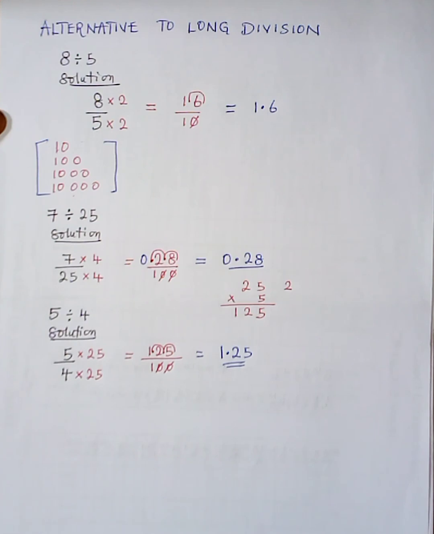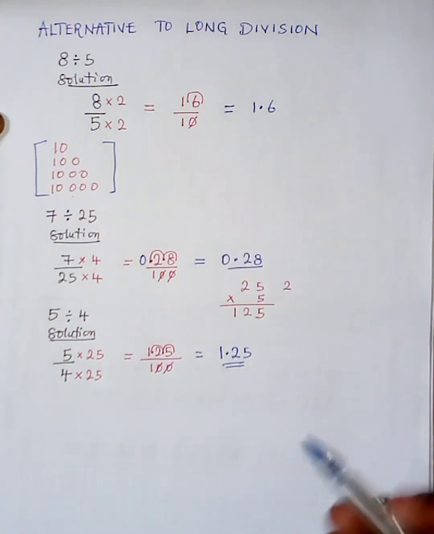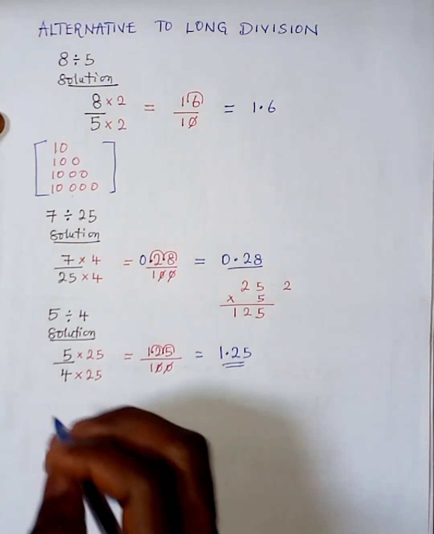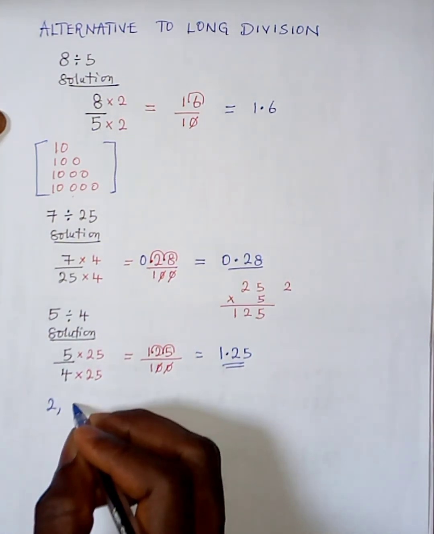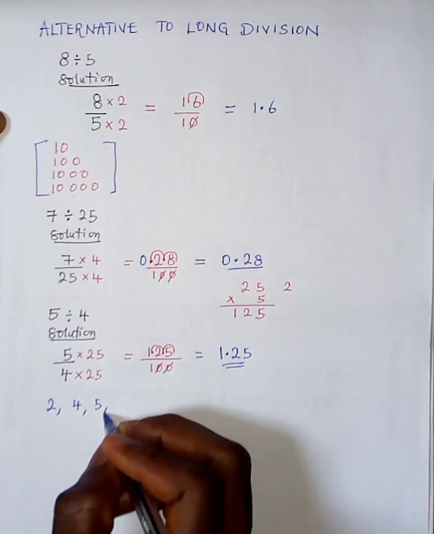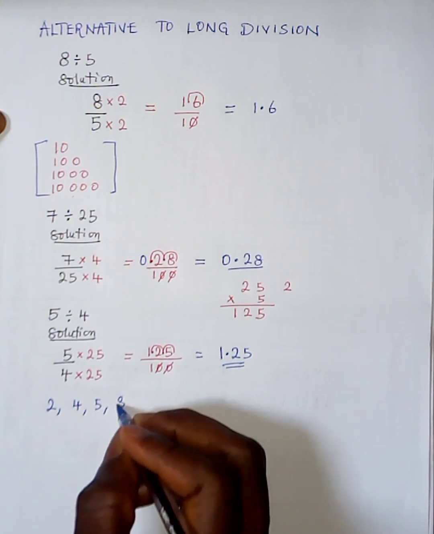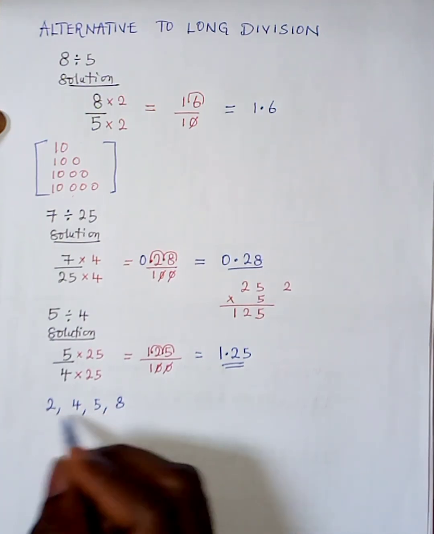So I hope with this you can be able to do your long division without going through the lengthy process. And this works when the denominators are either 2. If your denominator is 2, it will work. If your denominator is 4, it will work. If your denominator is 5, it will work. If your denominator is 8, it will work. So it works for all these denominators and their multiples.